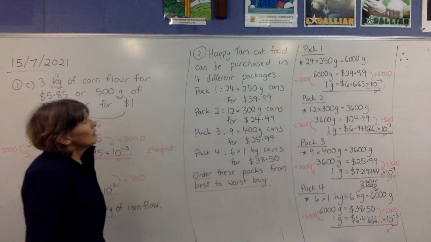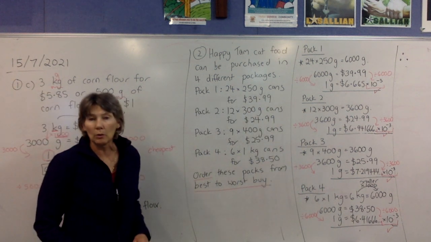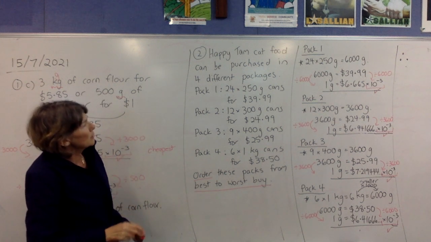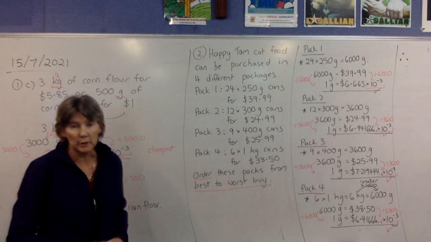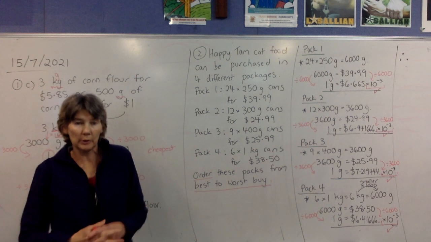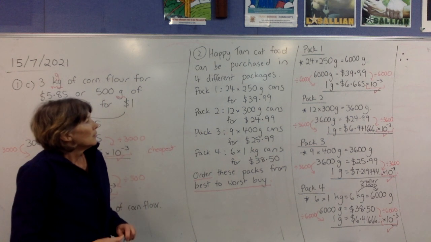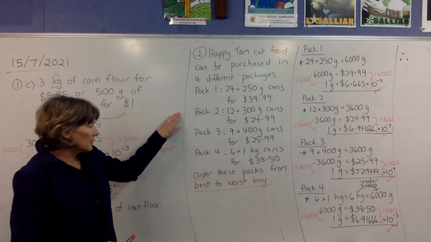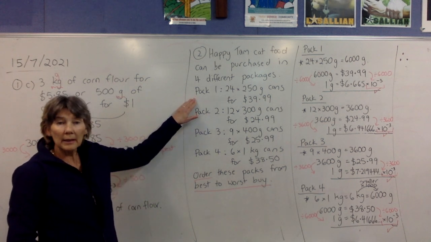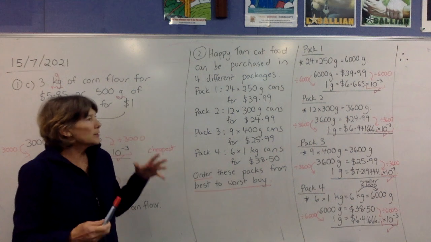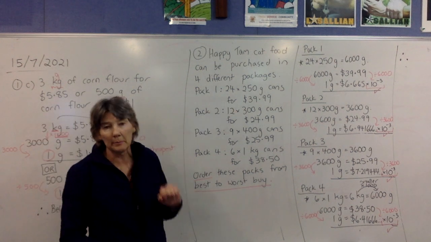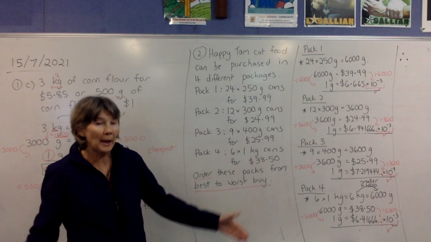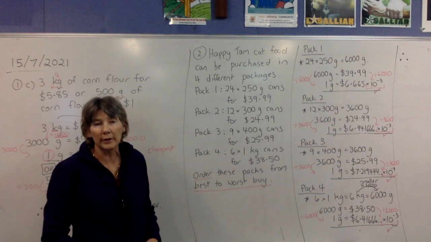Alright, so looking over here at the next one, now this is a very long question because we've been told to compare 4 different packages and there's a lot going on in this question. So I'll go through it, you don't have to do it because I'm doing it with you. Alright, so we've got 4 packs, and in pack 1 we have 24 cans, and in each can there's 250 grams. Now that whole box or pack costs $39.99.